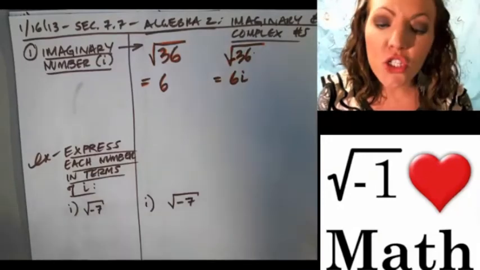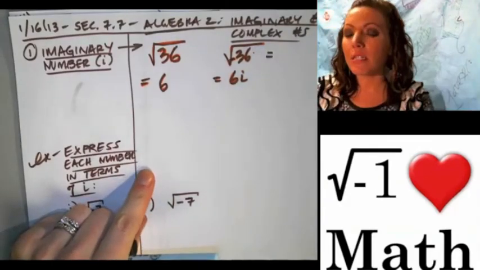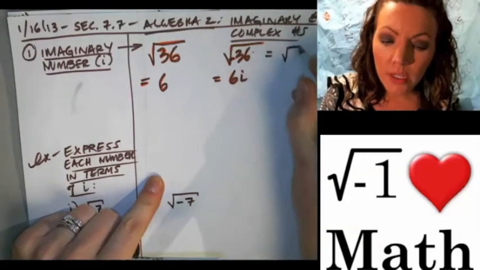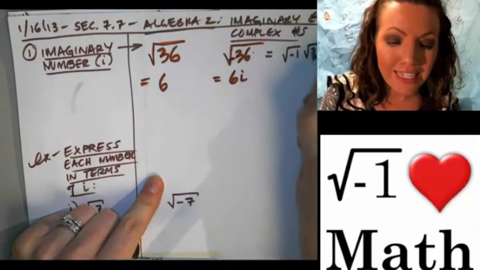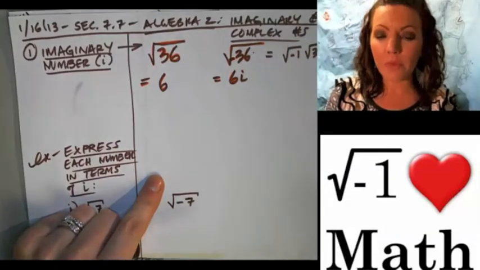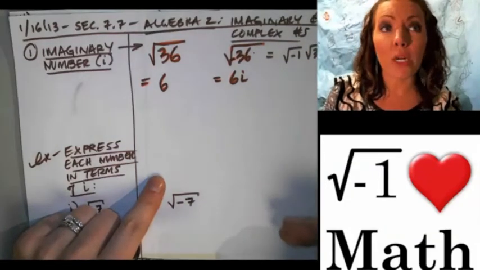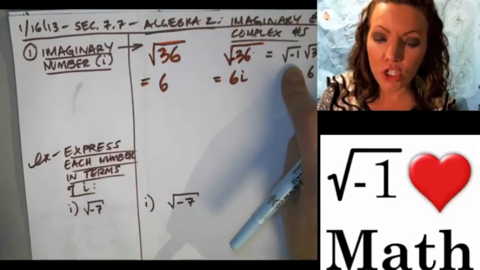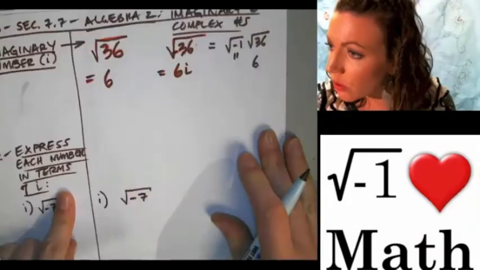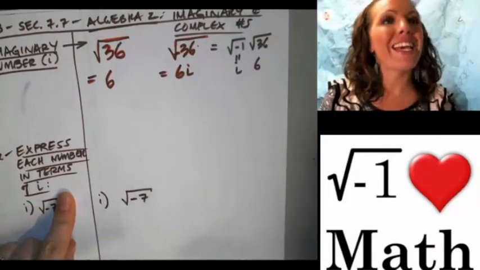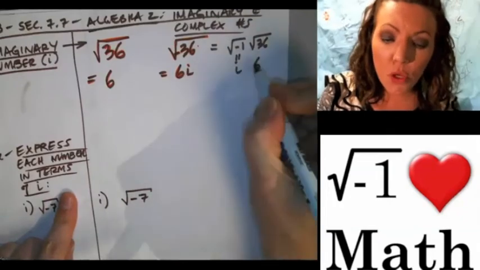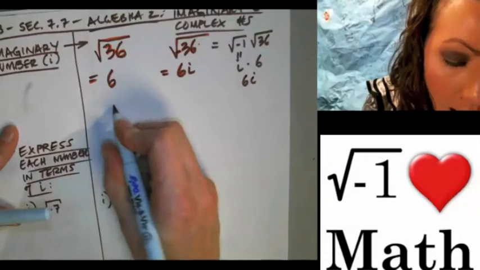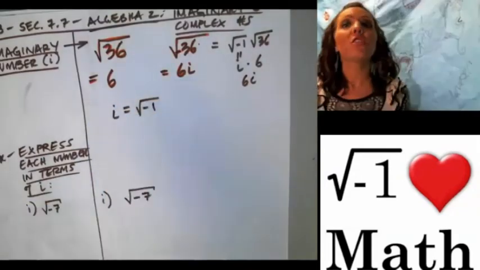Would you agree that I can break up -36 into -1 and +36? So we know that the square root of 36 is 6, and this is what i is equivalent to. i is equivalent to the square root of -1. So the square root of -36 is 6i. That's where it comes from. So let's write that down here. i is equivalent to basically the square root of a negative. It doesn't even have to be -1.